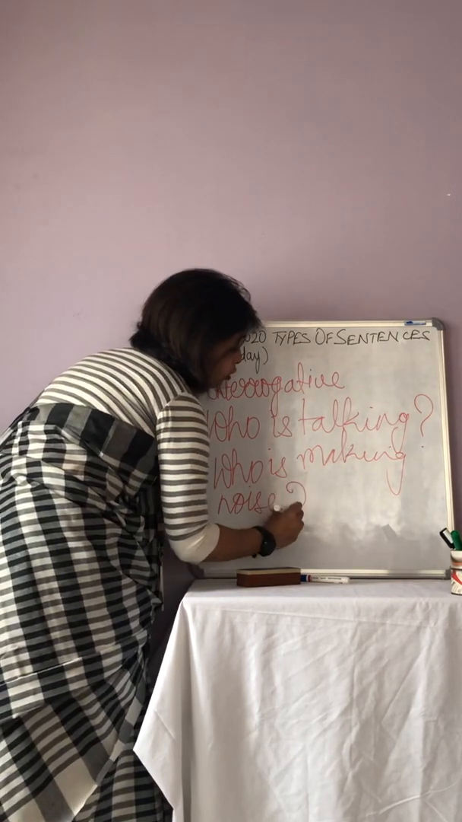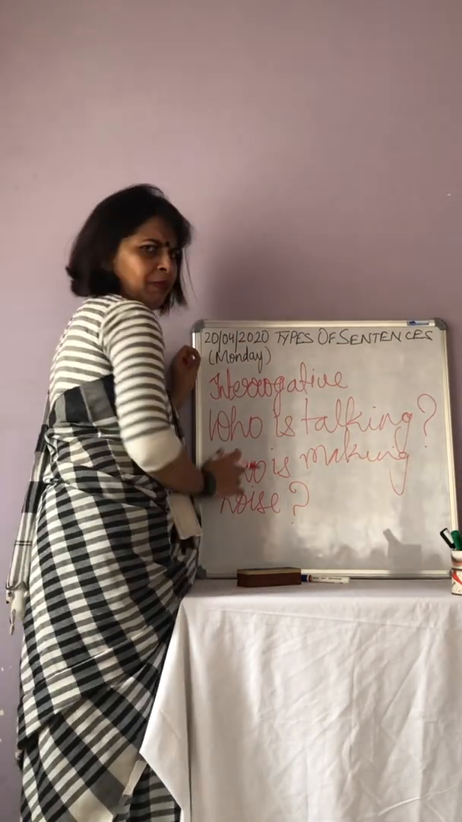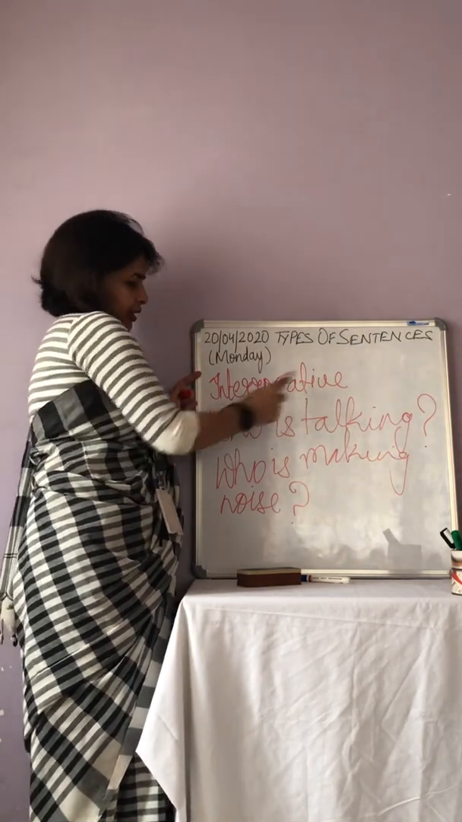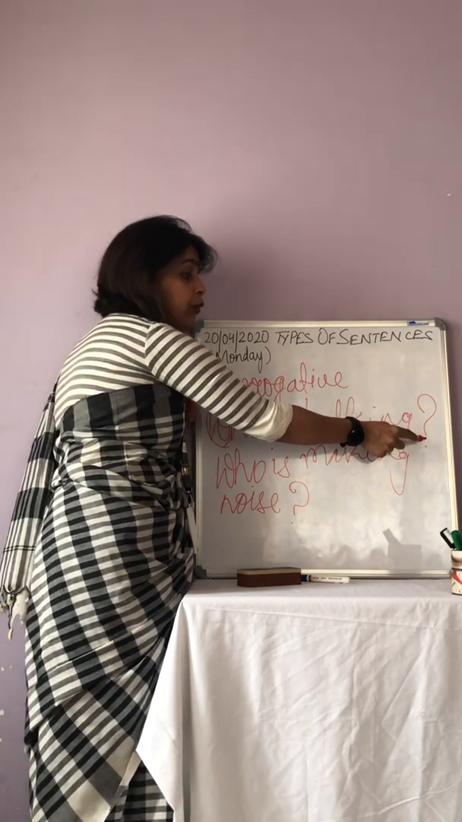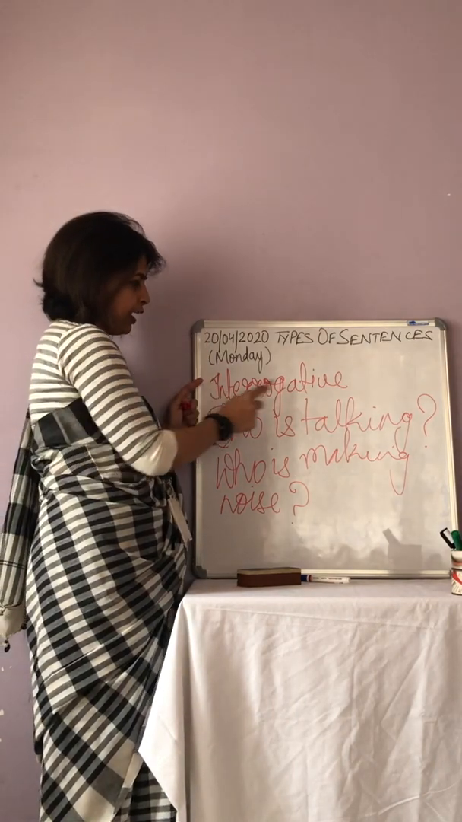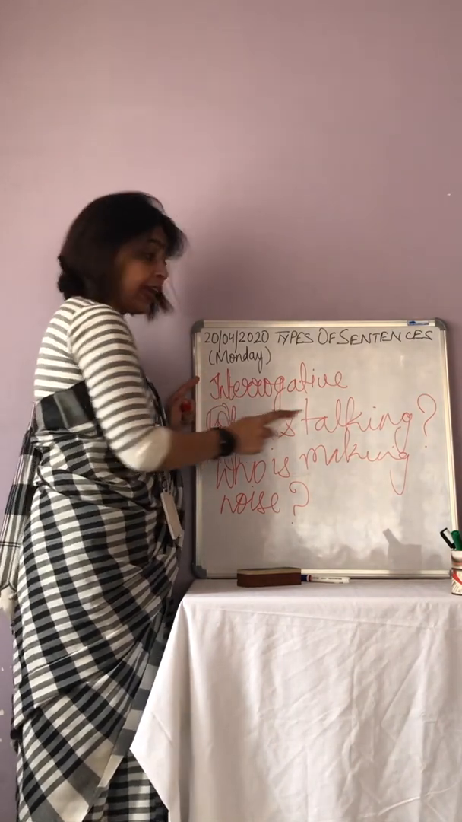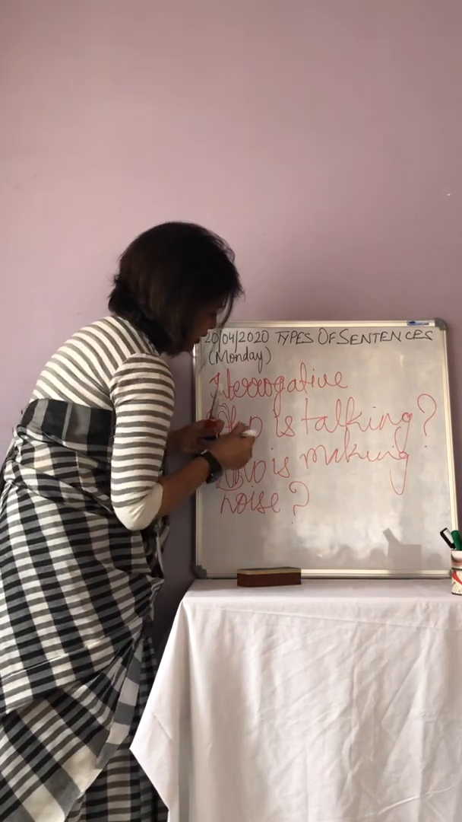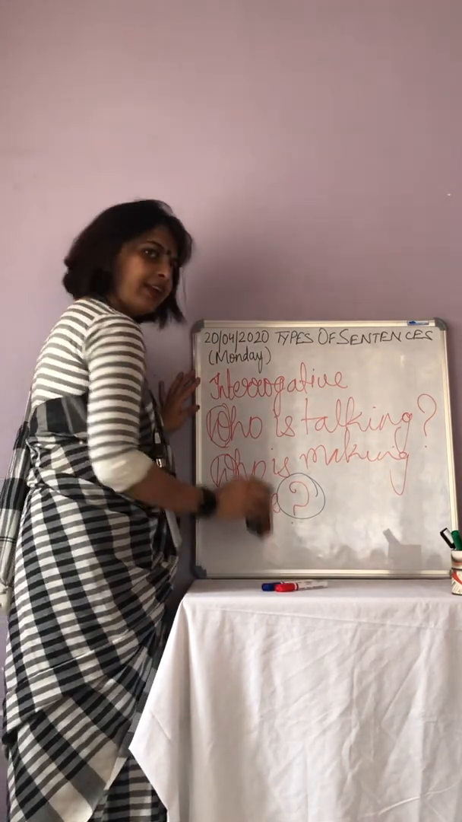Now, look at these sentences properly. I'm sorry, my board. I'm extremely sorry, my board. Alright. Who is talking? So it begins with a capital W and it ends with a question mark. So what are the rules we have learnt about interrogative sentences? That it begins with a capital letter and has a question mark at the end. See this also. And it has a question mark as well at the end. Okay. Is that clear, children?